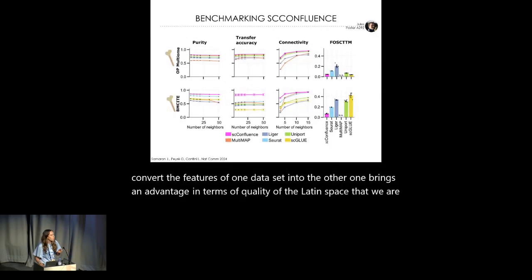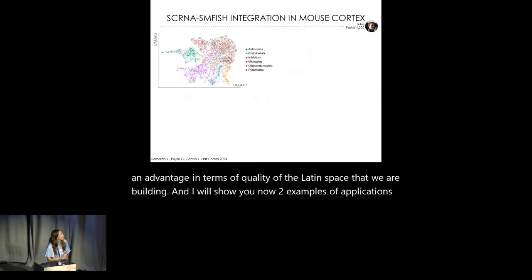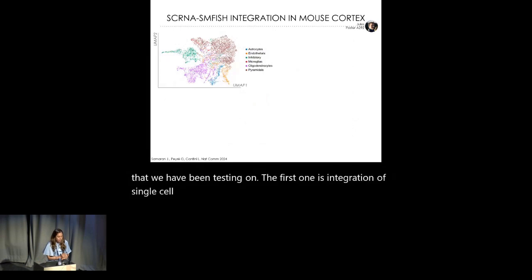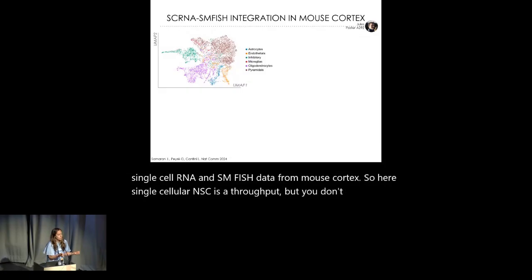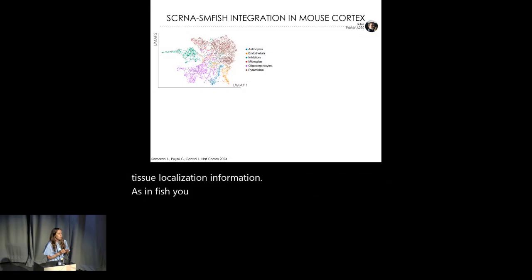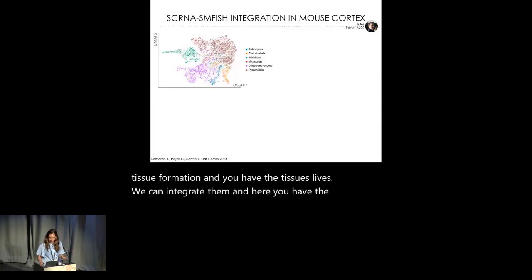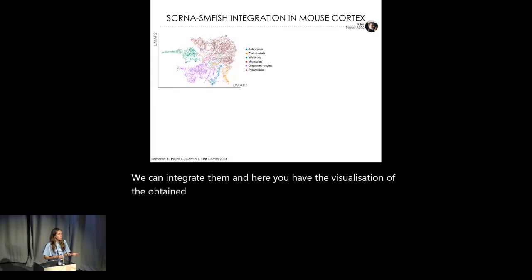And I will show you now two examples of applications that we have been testing on. The first one is integration of single-cell RNA and smFISH data from mouse cortex. Here, single-cell RNA-seq is high throughput, but you don't have the tissue localization information. With smFISH, you measure far fewer genes, but you have the tissue information and the tissue slice. We can integrate them, and here you have the UMAP visualization of the obtained integration with scConfluence, but then we can play a bit with that.